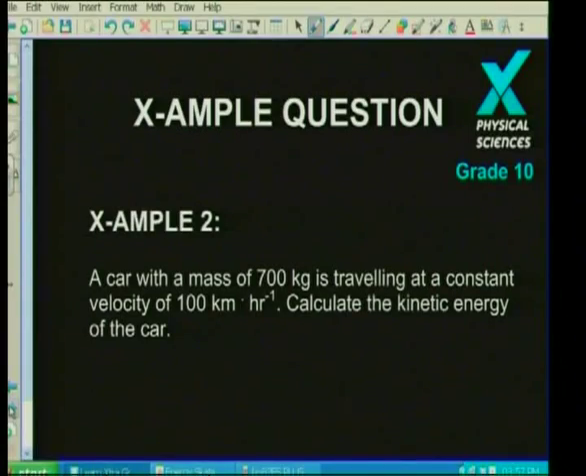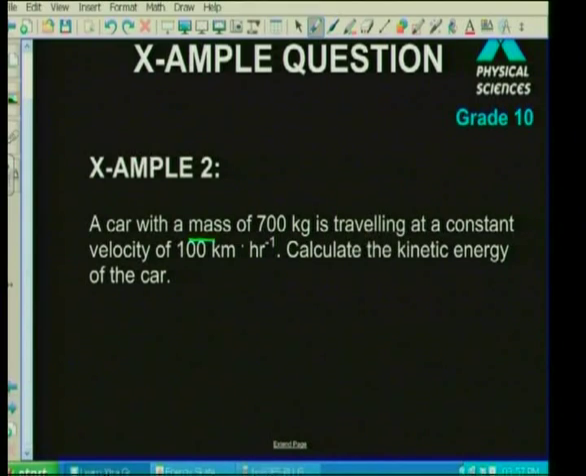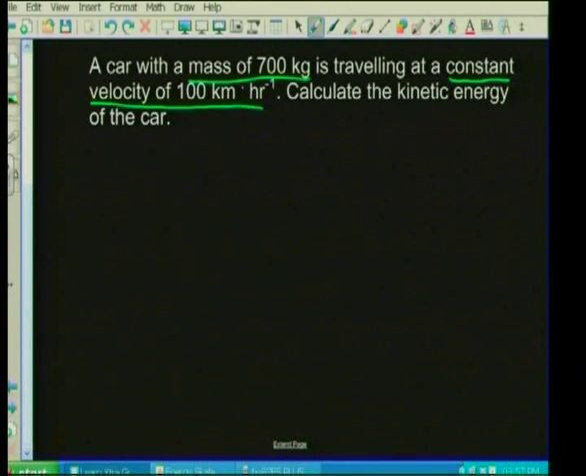So here we have a car with a mass of 700 kilograms traveling at a constant velocity. That's going to be quite important here because if his velocity isn't constant, grade 10s, then his kinetic energy is continually changing, and we don't do that at school level. So constant velocity of 100 kilometers per hour. Calculate the kinetic energy of the car. What are we given? Mass equals 700 kilograms. Mass is in the right units.